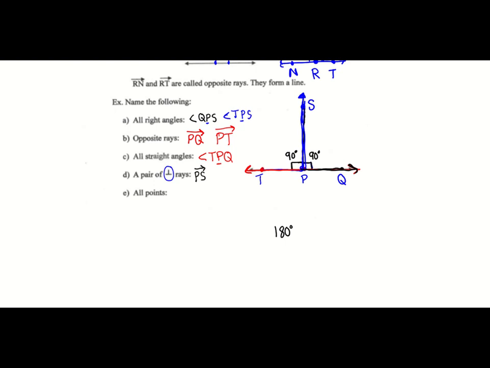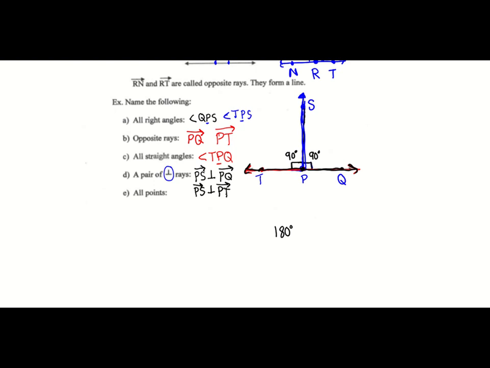We're starting at P and going past S. PS is perpendicular to PQ. Start at P, go past Q. Or I could go the other direction. I have PS is perpendicular to PT. Start at P, go past T. So those are two pairs of perpendicular rays that I could have used.